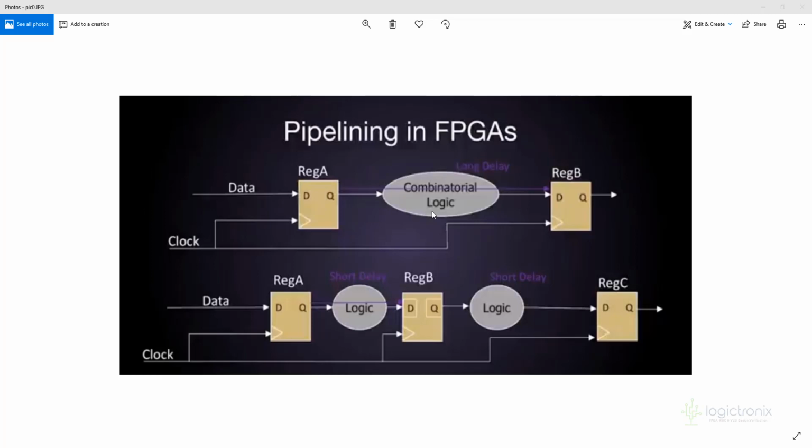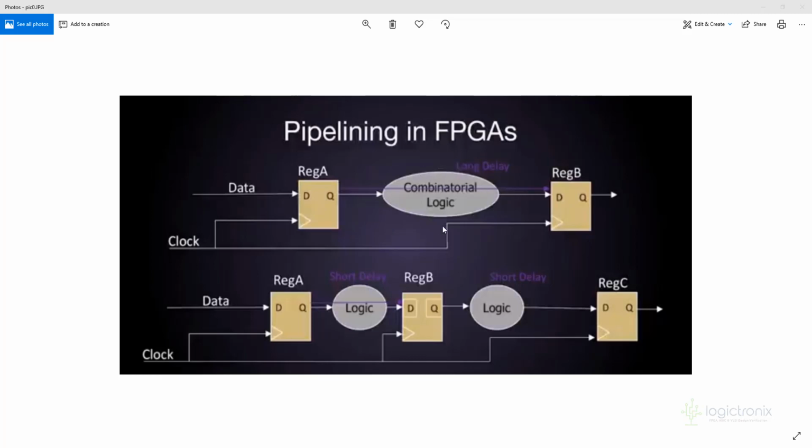Due to that propagation delay, we will not be able to clock at very high frequency, because the clock will reach from this place to this place instantly, but the data will not reach from this place to this place instantly, and it takes time. So we won't be able to clock very high with this type of architecture.